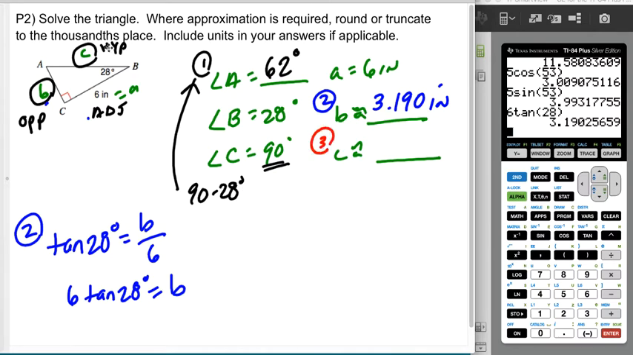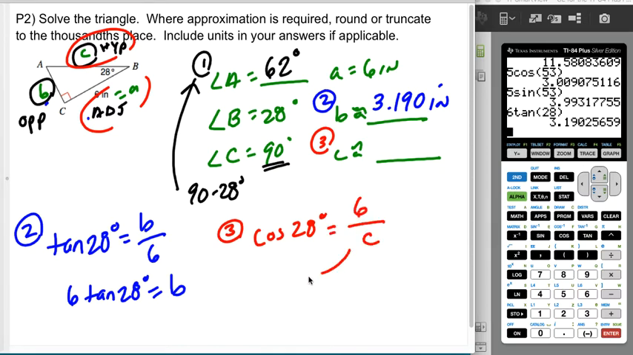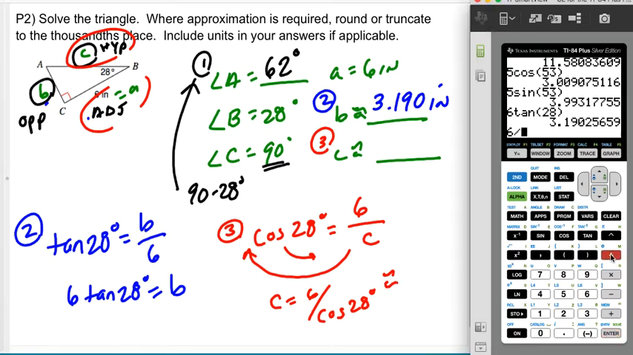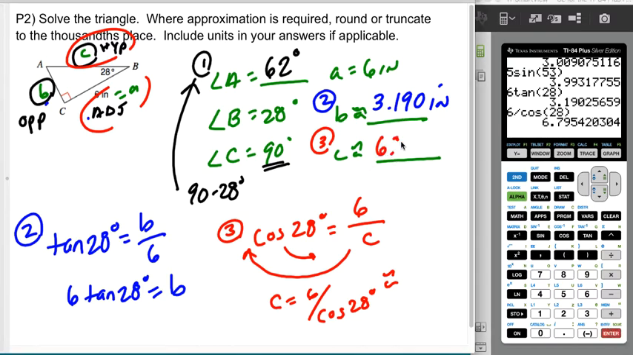So to find c, c is the hypotenuse with the adjacent, so I'm going to use cosine, right? So for the third thing, I'm going to say the cosine of 28 degrees is the adjacent 6 over the hypotenuse c, and this is going to be that situation where I multiply over and then divide this back. So c is going to be 6 divided by cosine of 28 degrees, right? So 6 divided by cosine of 28 degrees, and I'm going to get 6.795 inches. All right, and I think that that's it for this video.